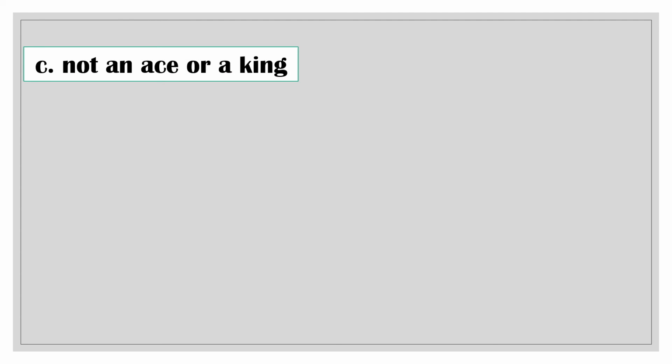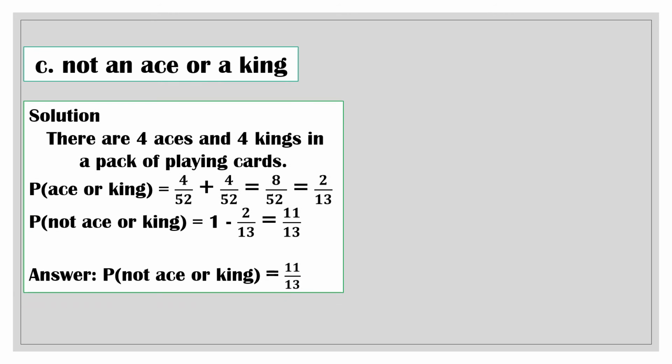Okay, so for letter C, the probability of not an ace or a king. Solution. There are 4 aces and there are 4 kings in a pack of playing cards. So the probability of ace is 4 over 52, and the probability of a king is 4 over 52 also. So you simply add the probability of ace or king, and that is equal to 8 over 52. Reduce it to the lowest term, so we have 2 over 13.